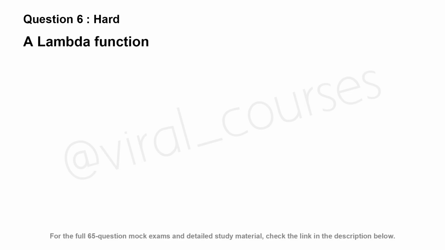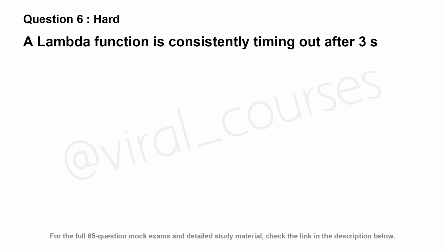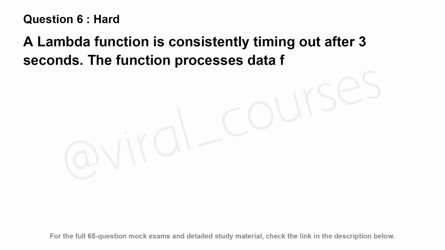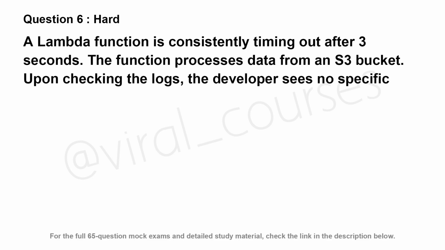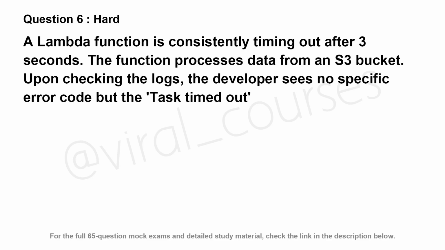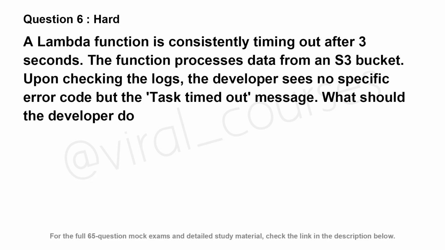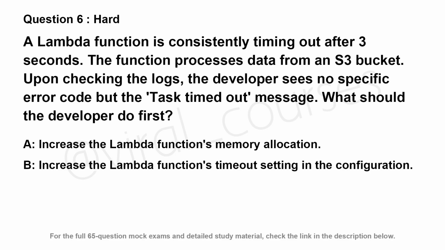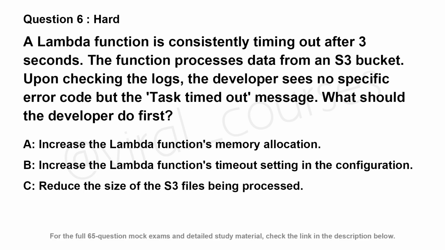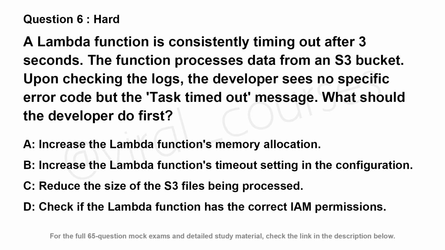A Lambda function is consistently timing out after 3 seconds. The function processes data from an S3 bucket. Upon checking the logs, the developer sees no specific error code but the "task timed out" message. What should the developer do first? Option A. Increase the Lambda function's memory allocation. Option B. Increase the Lambda function's timeout setting in the configuration. Option C. Reduce the size of the S3 files being processed. Option D. Check if the Lambda function has the correct IAM permissions.